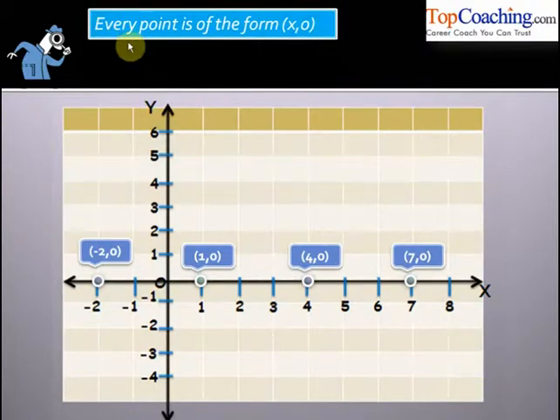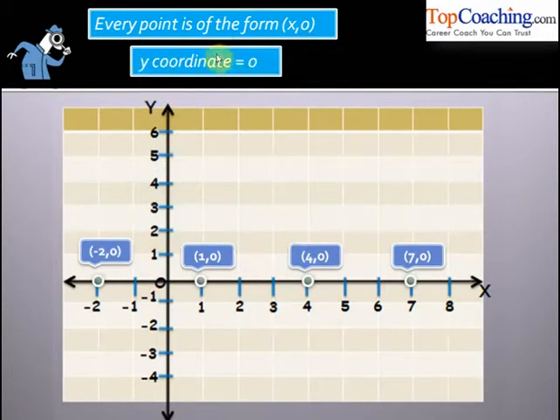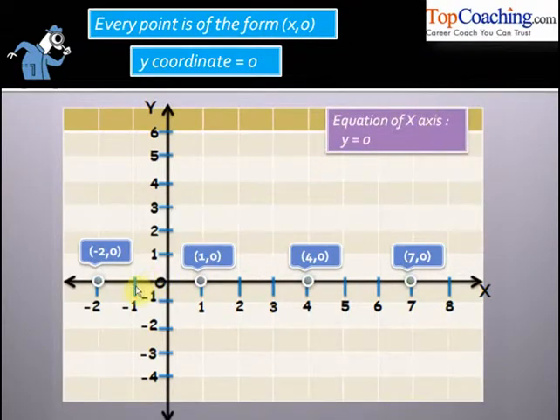And the common feature is every point is of the form (x, 0), or we can say that the y coordinate of every point is equal to 0. Thus, we see that all these points, which are (-2, 0), (1, 0), (4, 0), (7, 0), have the y coordinate equal to 0, and thus we can say that the equation of the x-axis is y equal to 0. So the equation of the x-axis is y equal to 0 because the y coordinate of each and every point on the x-axis is equal to 0. Thus the equation of the y-axis is x equal to 0 and the equation of the x-axis is y equal to 0.